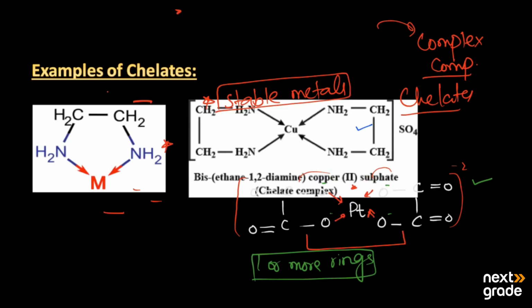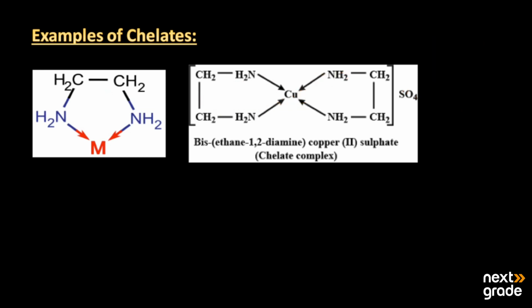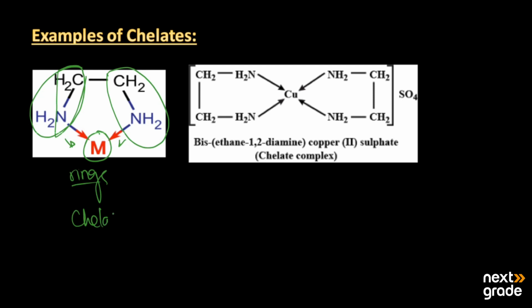After this, we have the examples. In our first example, we have the central metal atom. On both sides the same two groups are attached, CH2 NH2 on this side and NH2 CH2 on the other side. Both donate electrons to it and make rings. That is why they are called chelates.